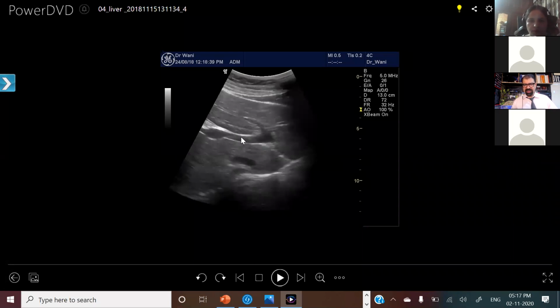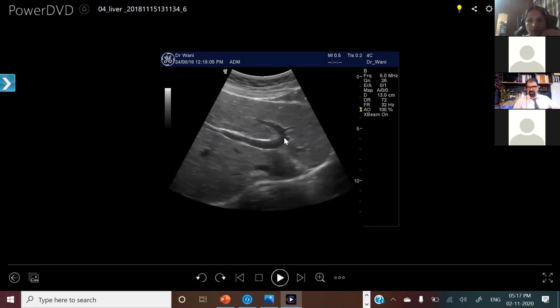This is the right and this is the left. What is this? The ductus venosus. Ligamentum venosum, sir. Yes, and which lobe is this? Not segment. Caudate lobe. This is the caudate lobe, which can be spared. So this is the location of the caudate also.